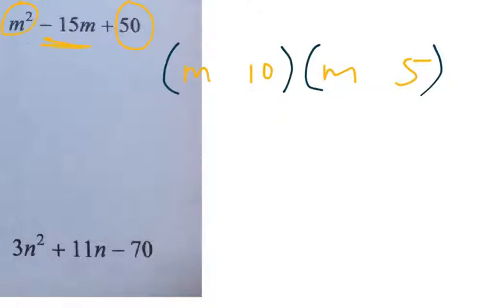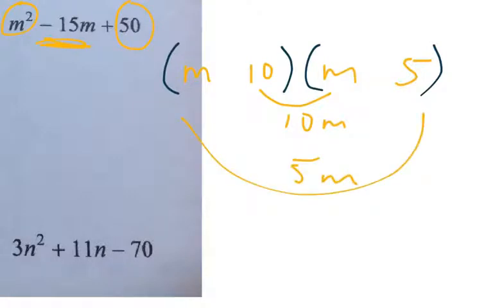Can I get a minus 15? Well, I know 10m and 5m add up to 15. Now I need a negative, so I'm just going to make sure they're both negative, right? Because a negative 10 and negative 5 is negative 15m. Negative 10 times negative 5 as well is positive 50.